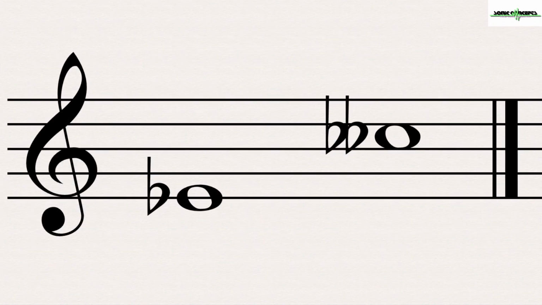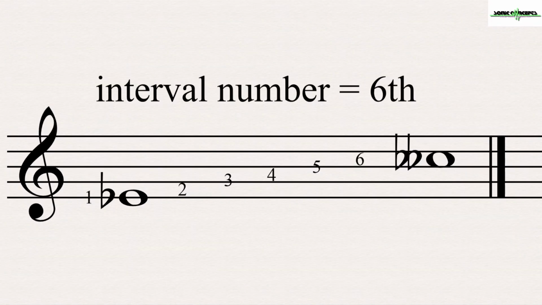Let's try another example. Take a look at this interval. Count the consecutive lines and spaces from the low note to the high note, including the low note as the first number counted to determine the interval number. The bottom note, E flat, starts on the bottom line of the staff, so we have 1, 2, 3, 4, 5, and 6. Counting lines and spaces has yielded the number 6, so the interval number is a sixth.